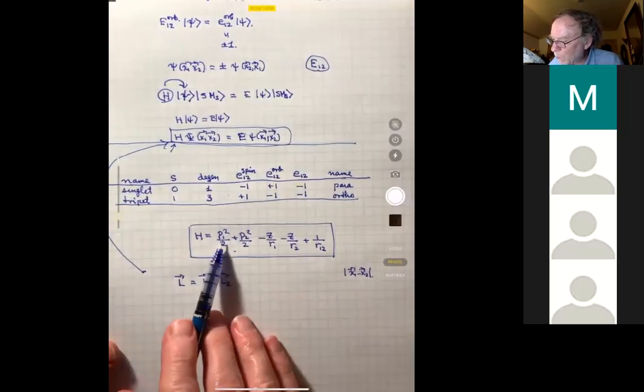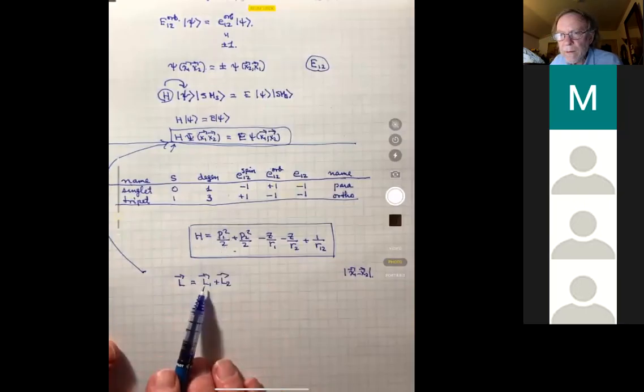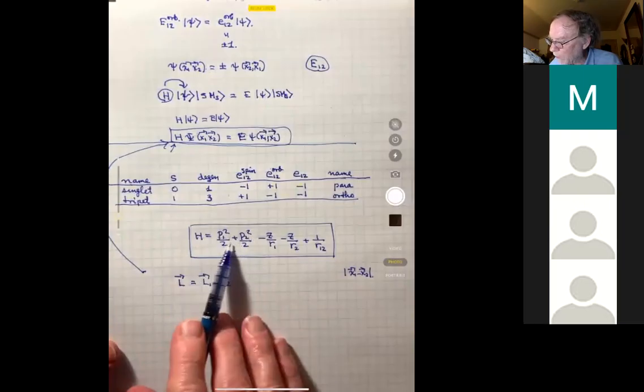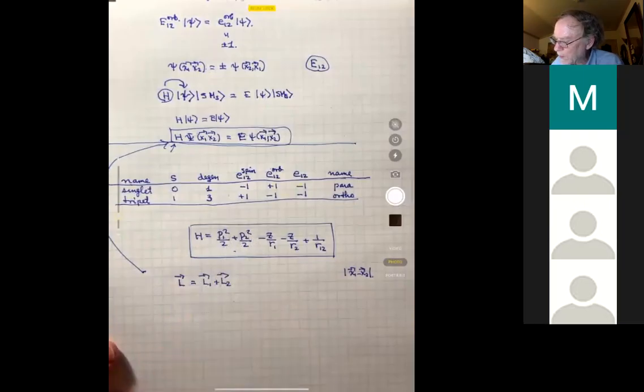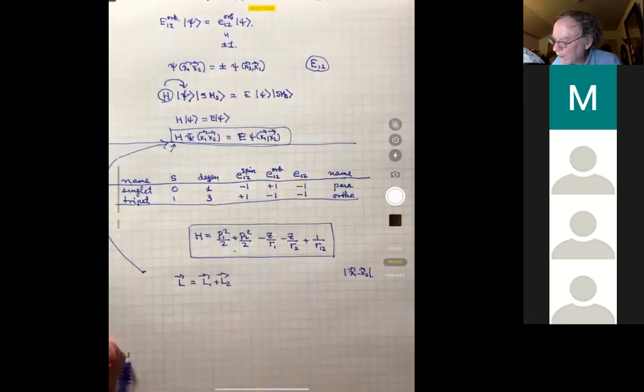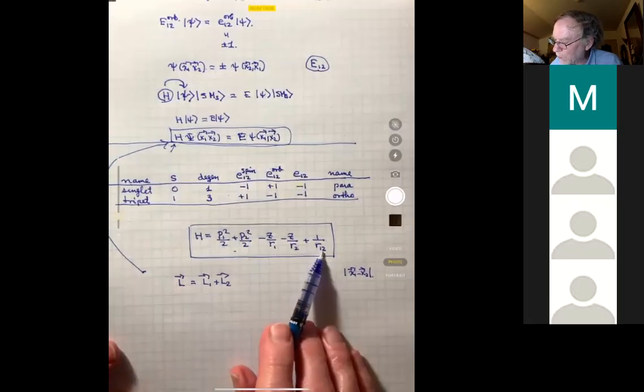Now, actually, p1 squared over 2, the kinetic energy of particle 1, commutes with L1. And p2 squared over 2 commutes with L2. In fact, both of these commute with both these operators. Same thing is true for the potential energy interaction with the nucleus. The term that does not commute with the individual orbital angular momenta is the 1 over r12.